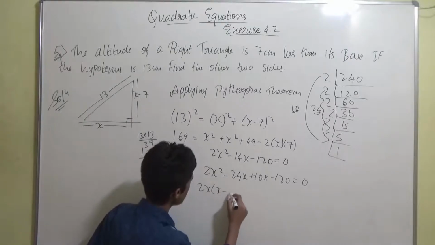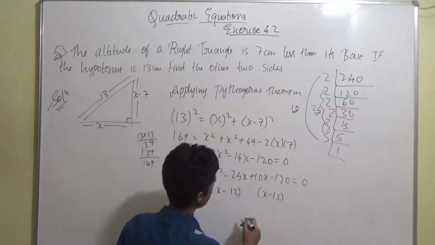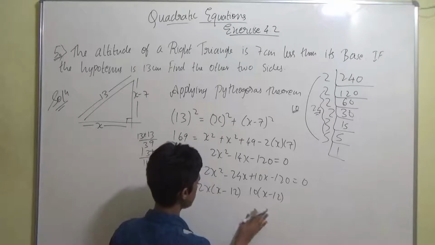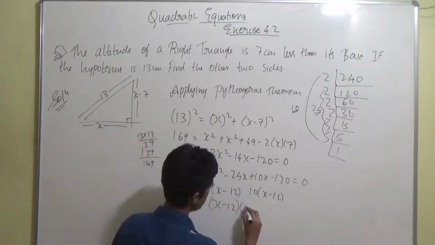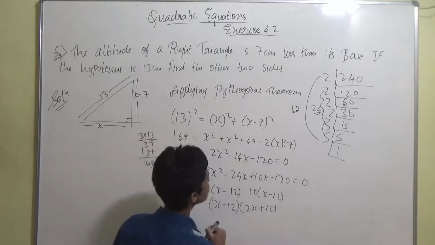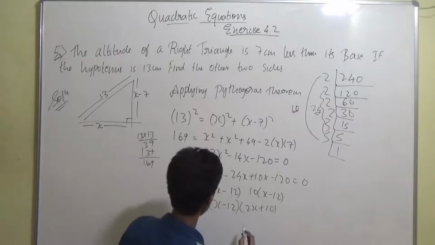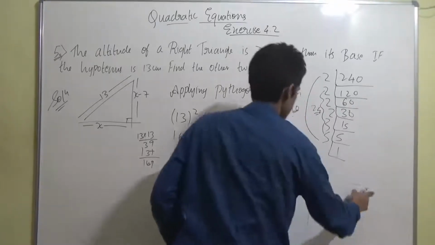2x, x minus 12, and here also x minus 12, and then 10 here because you need 10x, right? Now it becomes (x minus 12)(2x plus 10), right? Okay, now what we have to do? I guess it's not visible. Okay, I'll do it here.